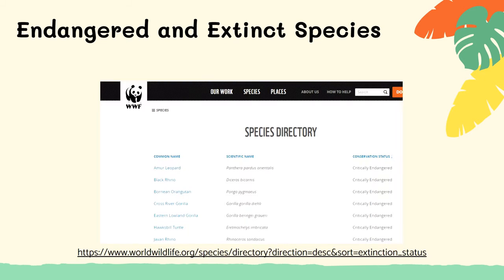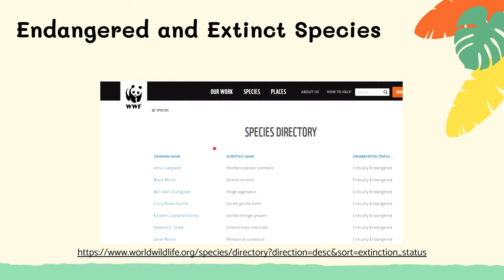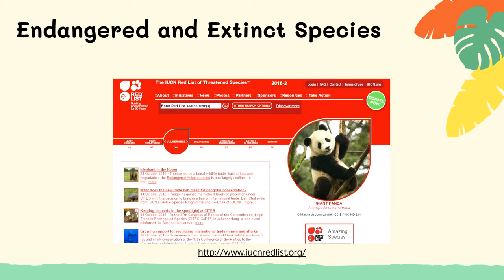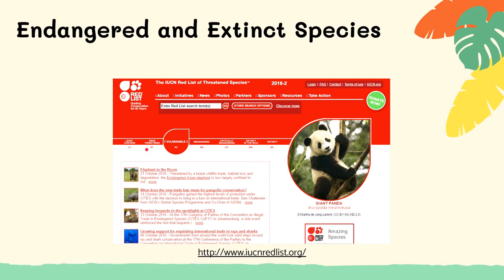This one is from WWF, World Wildlife Fund. This is their species directory. You can actually check the conservation status of these organisms if they are endangered, critically endangered, or near extinction. You can check out this website. I'll provide the link in the description below. This one is from IUCN, their red list of threatened species. You can actually look into those entries and see their red list. Linked in the description below.